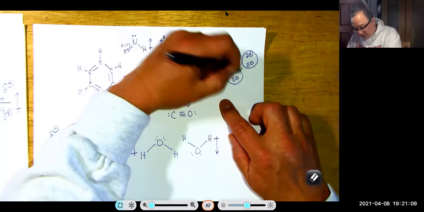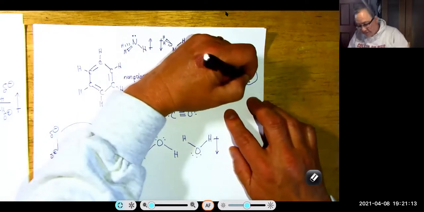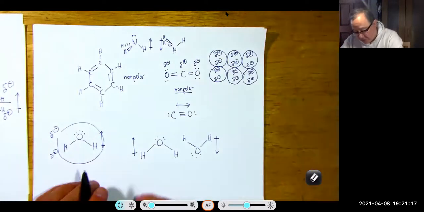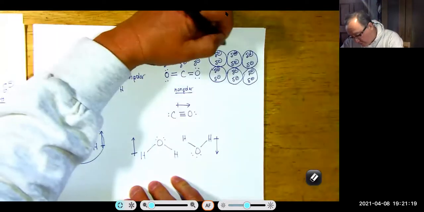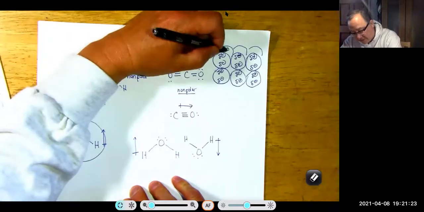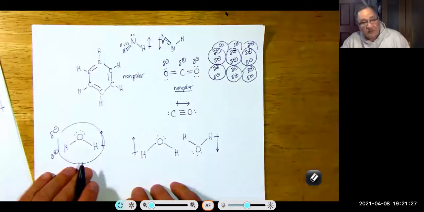And I don't dare try to do this in 3 dimensions because I'm not good at that. But this would even come forward out of the paper and backwards out of the paper. So you'd have molecules behind here where this one would be slightly negative. This would be slightly positive, slightly negative. So that's my attempt at 3D.